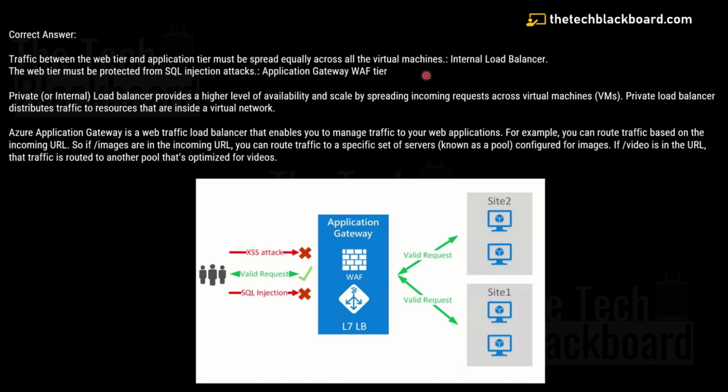Now, please read all the documentation that I just showcased, but let me explain that the private load balancer really provides a high level of availability and scale by spreading incoming requests that are coming to your Azure virtual machines. And these private load balancers distribute the traffic to the resources that are inside a virtual network. So that aligns with the first requirement.